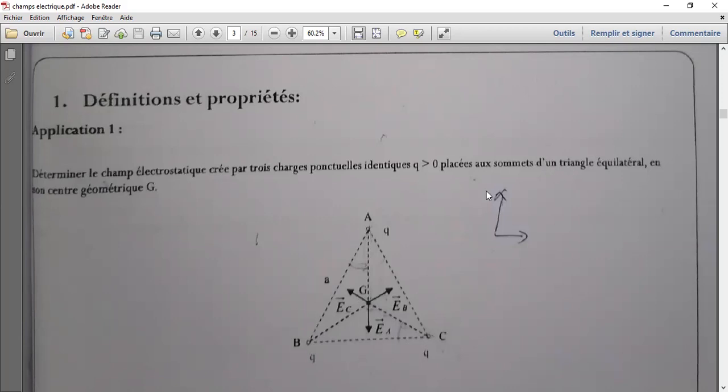Placé au sommet du triangle, which is placed on the sommet. What is the word in English? The end of the triangle. I can just say the end of the triangle, the summit du triangle, which is this end and this end. So you have Q, Q, Q. And this triangle is equilateral. You know what an equilateral triangle is, right? An equilateral triangle is a triangle which has all its sides equal.